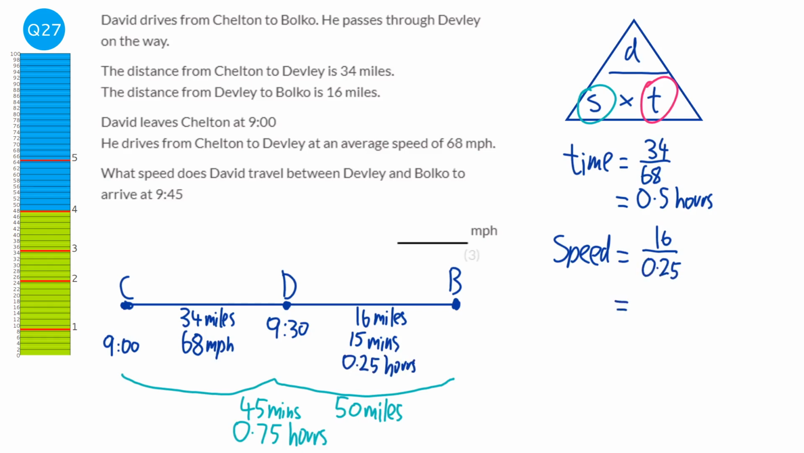And so what we can do here is times top and bottom by 4 to get rid of the fraction. So it becomes 64 over 1, or just 64 miles per hour. So our answer is 64 miles per hour.